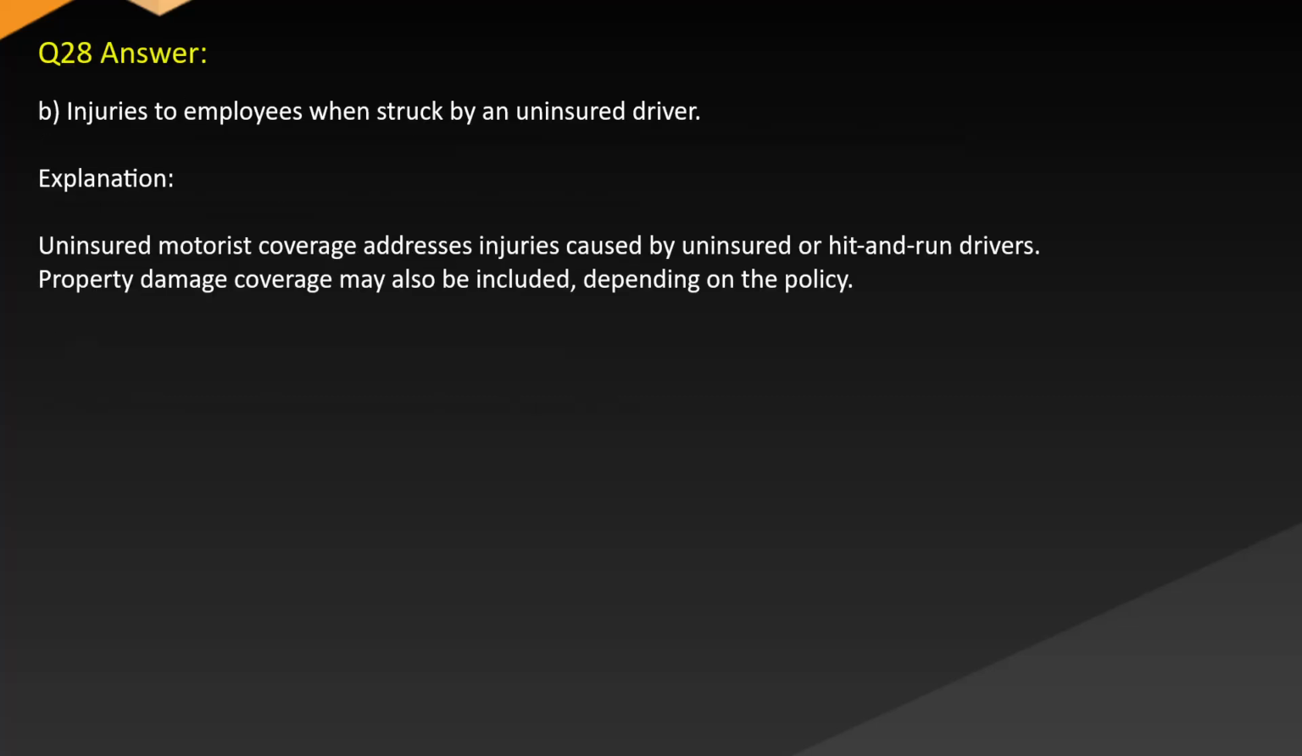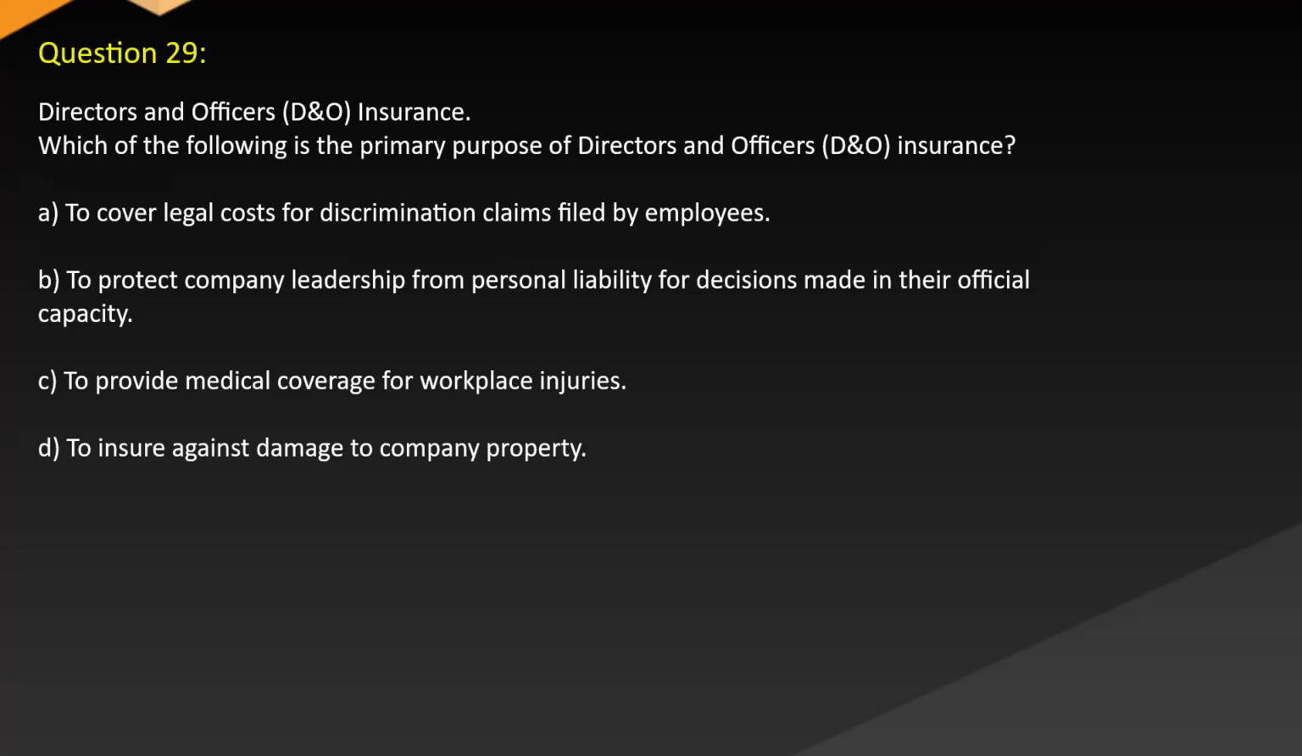Answer: B. Injuries to employees when struck by an uninsured driver. Explanation: uninsured motorist coverage addresses injuries caused by uninsured or hit-and-run drivers. Property damage coverage may also be included depending on the policy. Question 29. Directors and officers, D&O insurance.